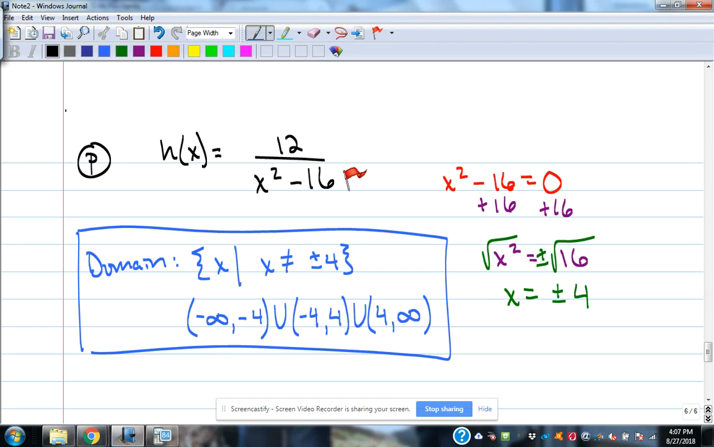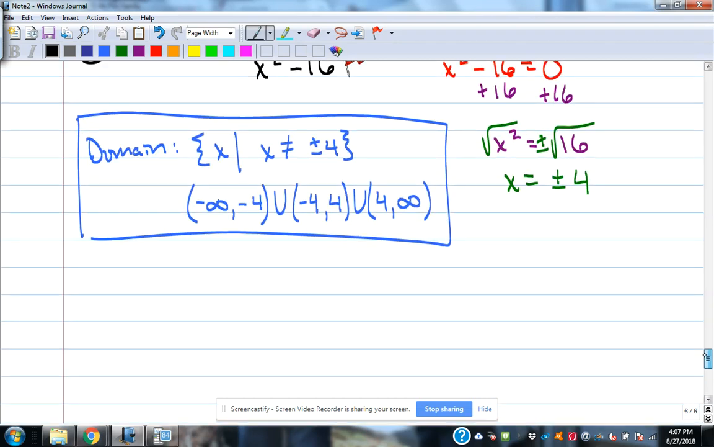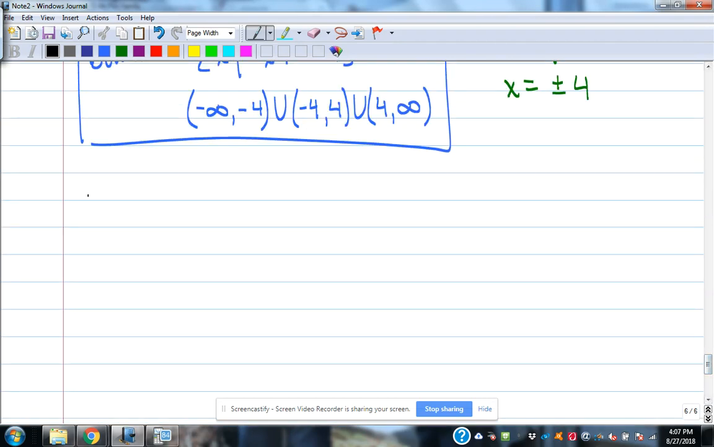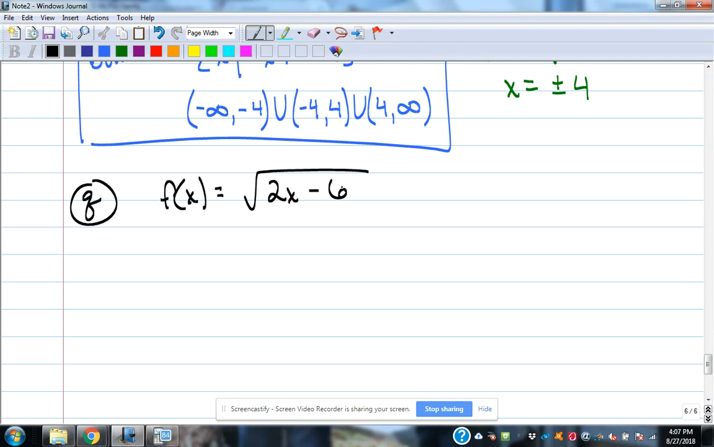All right. X in the denominator, you're going to set that denominator equal to 0 and get the numbers that x cannot be. F of x equals the square root of 2x minus 6. Is there a red flag here?